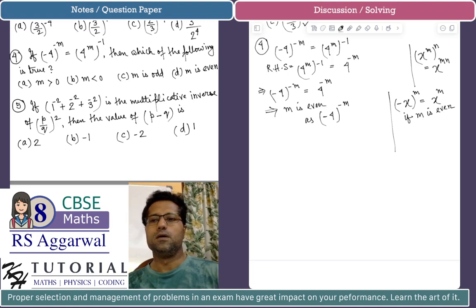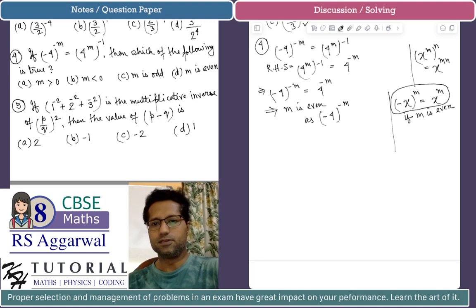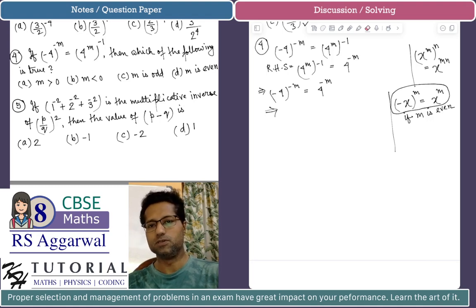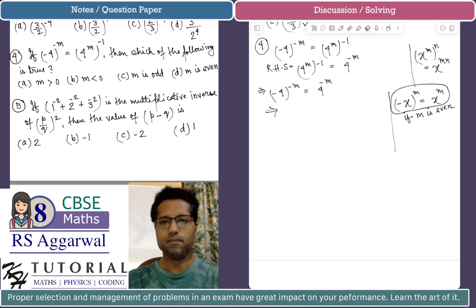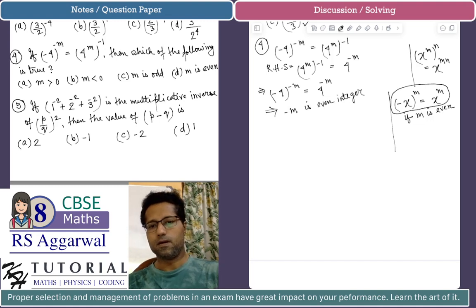So if you compare this result with this result, we can clearly say that if we have minus 4 raised to the power minus m is equal to 4 raised to the power minus m, this will imply that minus m is an even integer. Minus m is an even integer. And when will minus m be an even integer? When m will be an even integer.